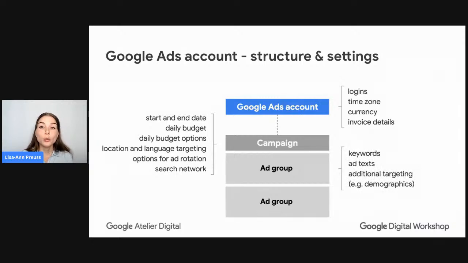On an ad group level, you can then match different keywords that you want to bid on with different ad texts, and even select additional targeting options.